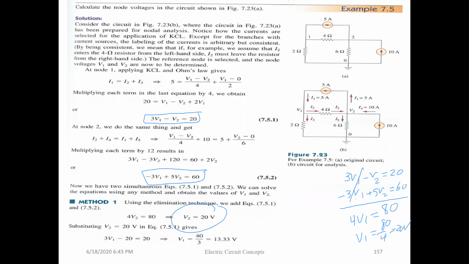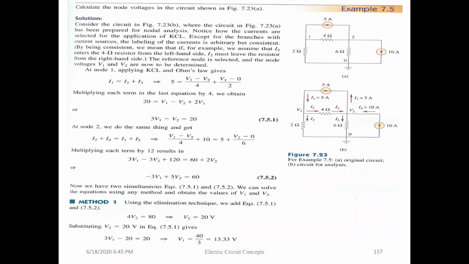Now I could use either equation, either this one or this one, to find the v1. So let me use that equation here. So 3v1 minus v2 is equal to 20. So I'm solving for v1. So 3v1 is equal to 20 plus v2. So v1 equals (20 plus v2) over 3. So 20 plus 20 over 3, so it will be 40 over 3. So v1 will be 40 over 3, which is this.